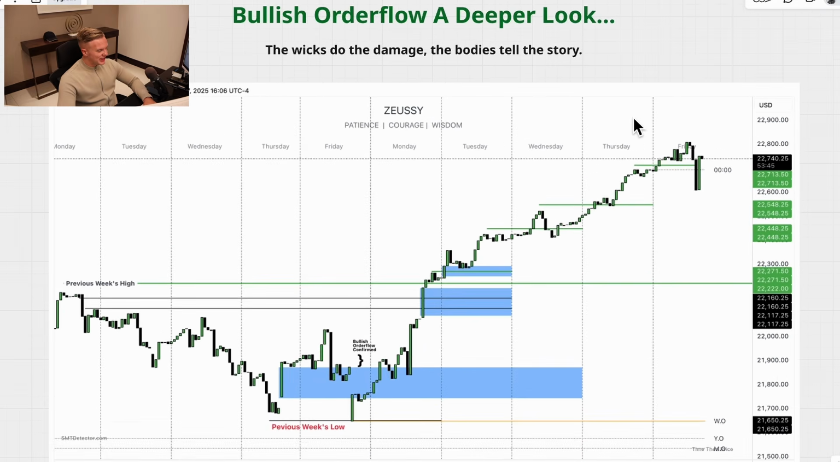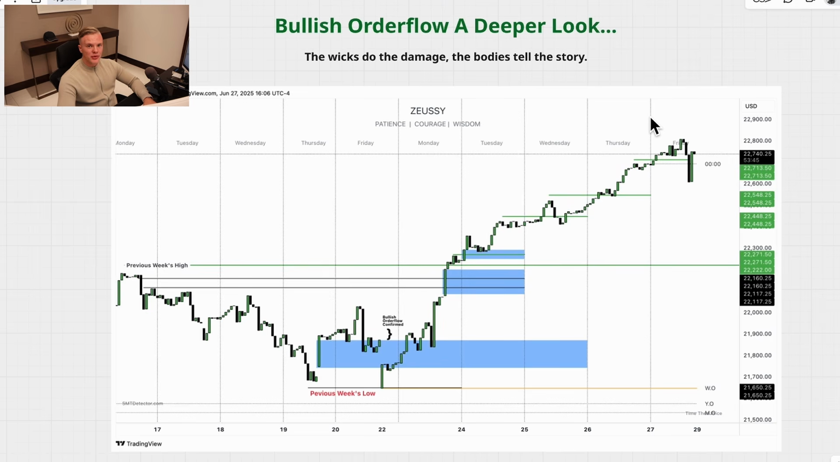What I would like you to see right here is that I've removed the wicks of this delivery. The reason why I've done so is because I want you to start paying attention to what the bodies are telling you. It's important to pay attention to the bodies because in the bodies, we actually see that the real story is being told.